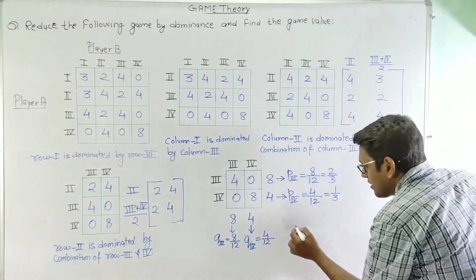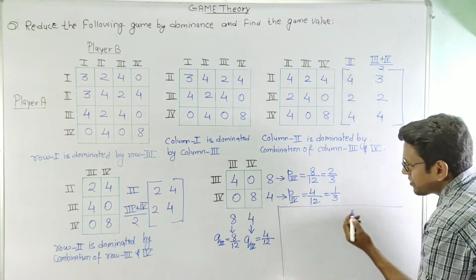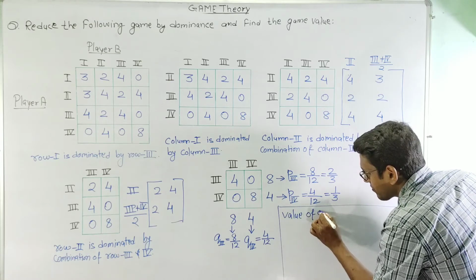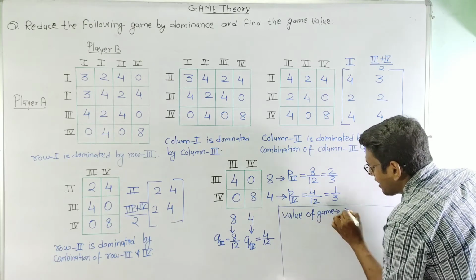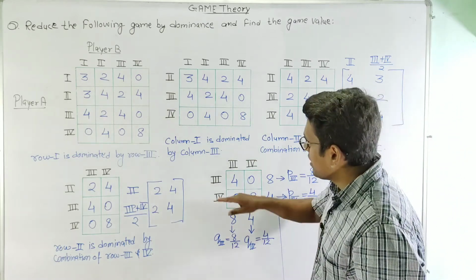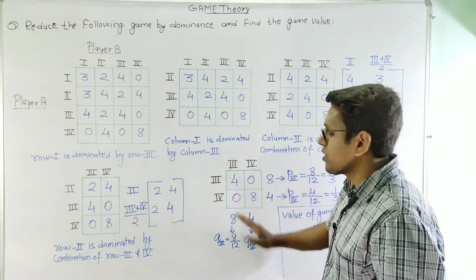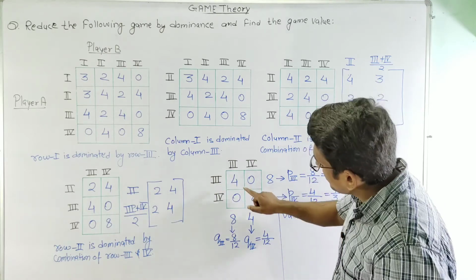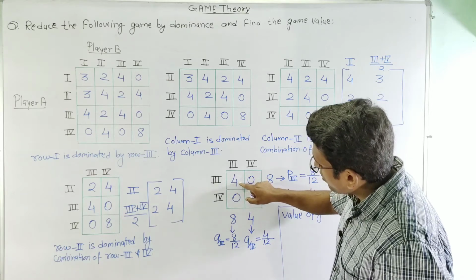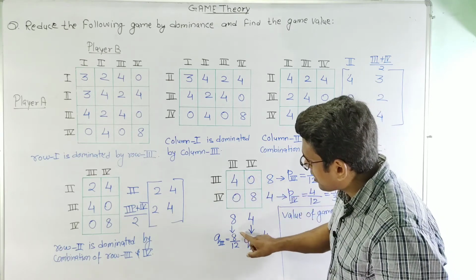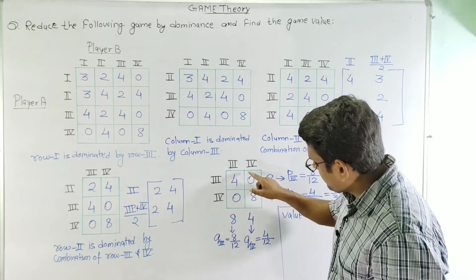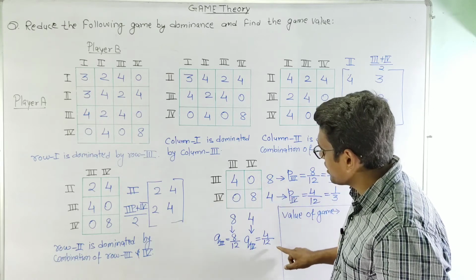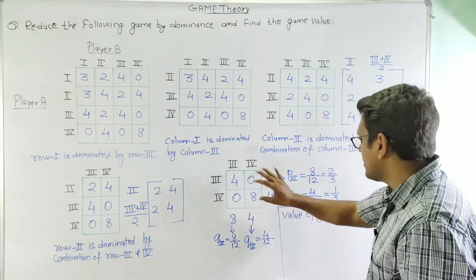Now let us calculate the value of game here. So the value of game we know is very easy to calculate, and value of game is calculated with the help of any row or any column. So let us select row 3, and what we are going to do is this element of row 3 multiply by its corresponding probability, plus this element multiply by its corresponding probability, and adding all these values.